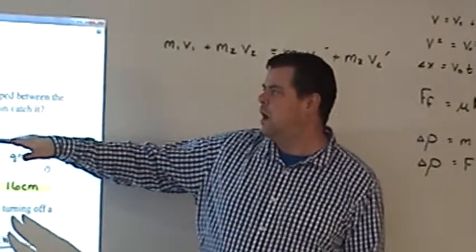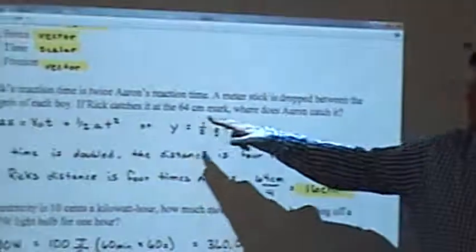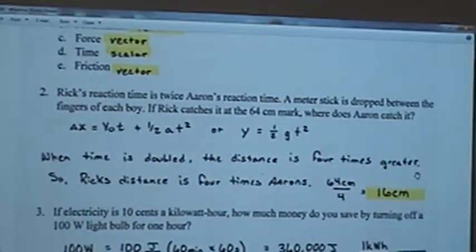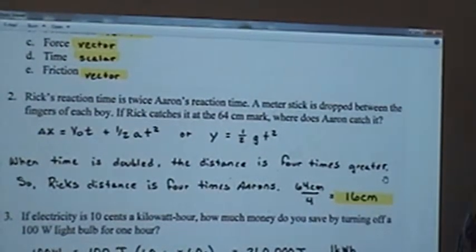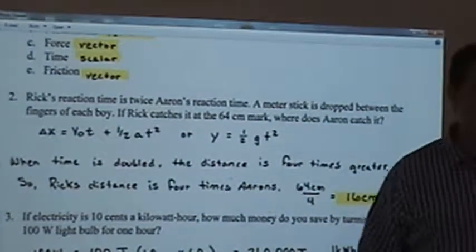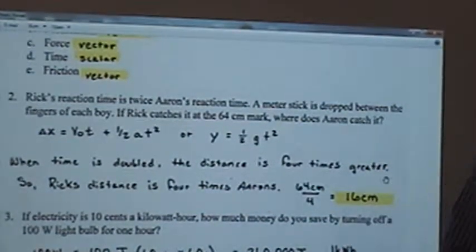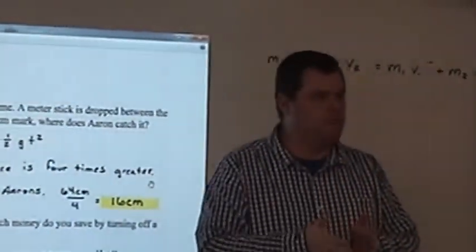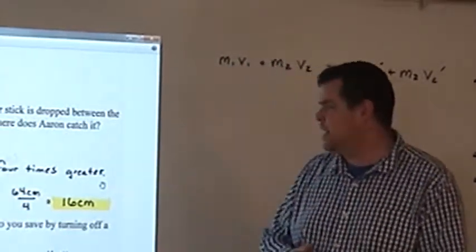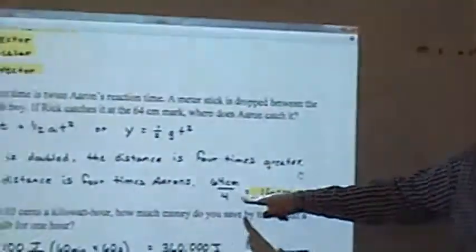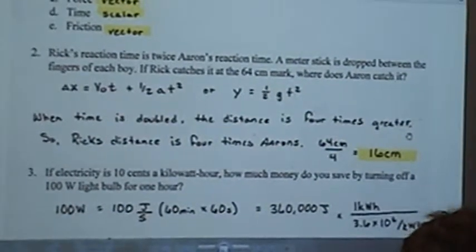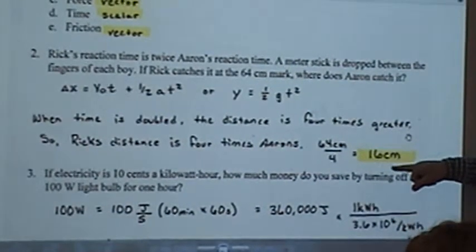Well, here, we're looking for, if Rick catches it at 64 centimeters, where does Aaron catch it? Now, Aaron's twice as fast. It doesn't take twice the time, it takes half the time. What is 1/2 squared? 1/4. Yeah, so if 2 squared is 4, then 1/2 squared is 1/4. All right, so that's why 1/4 is 16 centimeters. So Aaron, who is twice as fast, will catch it in a distance that is 1/4 as great.